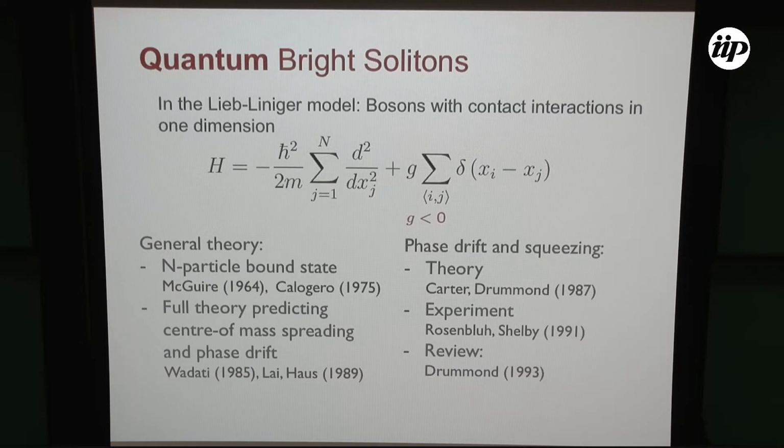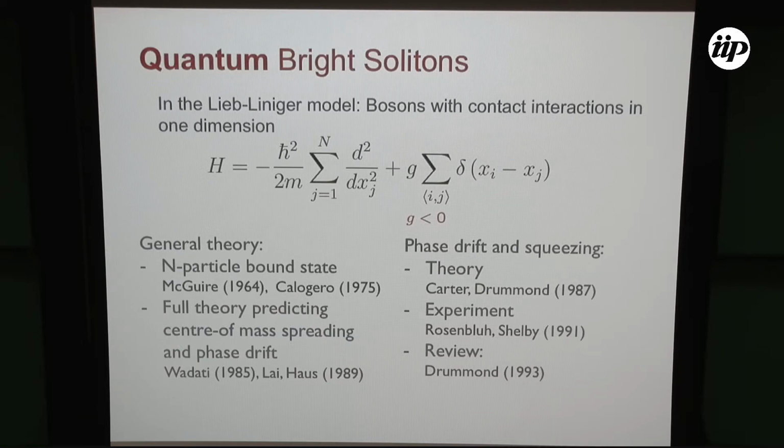Early solutions came from McGuire in 1964, who found exact solutions. In particular, there is a bound state of n particles. It does not have any bound excited states; any excited states are scattering states. This doesn't require specifically a Bethe ansatz, but of course it is related to the Bethe ansatz.